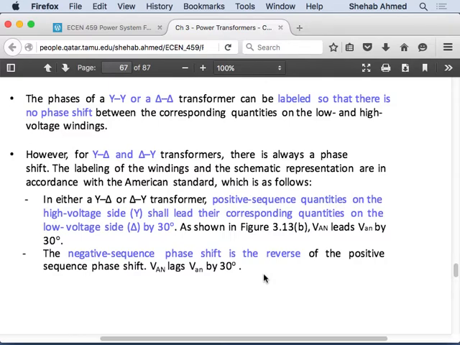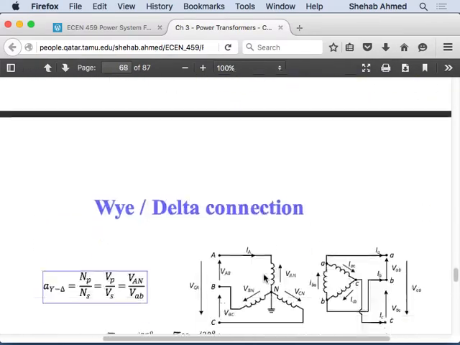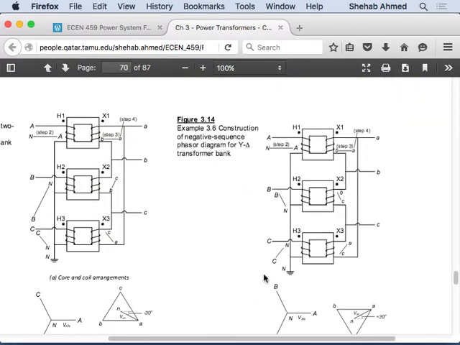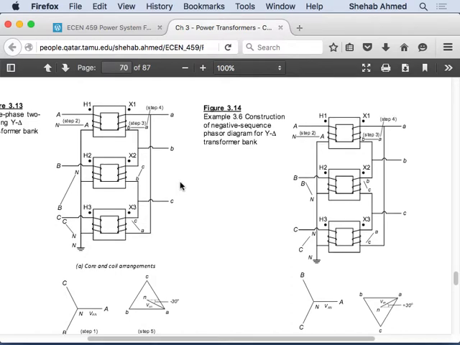Is it clear? Yes? So are you okay with how to draw these phasors? Or you want to go through it again, or no? You're fine? Okay. So, yeah.